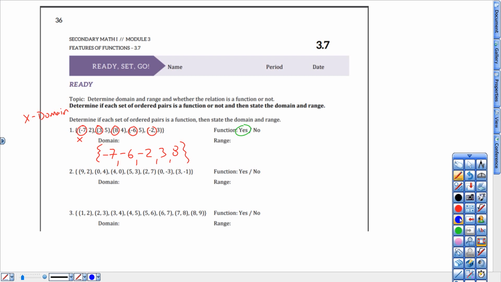The range are the y numbers, all the y numbers for that coordinate. So you can see the range, all the y numbers listed from least to greatest. Looks like I got 2, I got 3, I got 4, and I'm just going to list 5 once. I don't want to list it twice because that would be redundant. So 2, 3, 4, and 5. Those are all the y numbers. That is my range. The x numbers are my domain. The y numbers are my range.